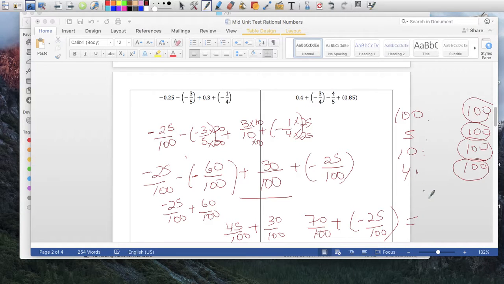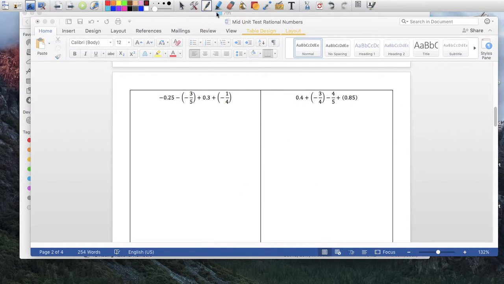Now this I'm going to add with plus negative 25 over 100. Who wins? These guys, and it's going to win because they have 45 more, 45 over 100. Or if you divide this by 5, you get 9 out of 20. Okay, so either answer is fine with me. All right.